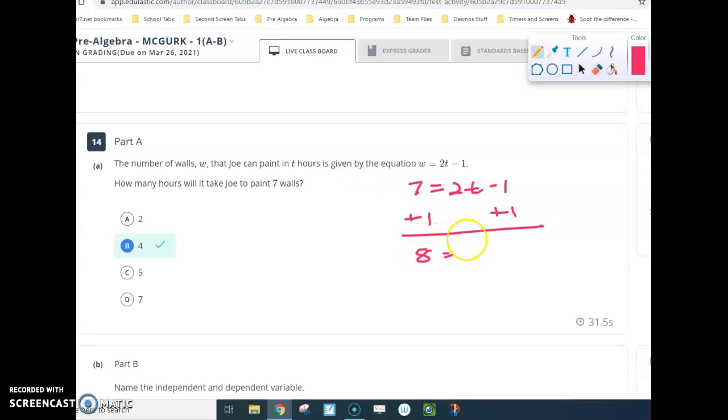So then we solve this equation. You could also use a table. That would be fine as well. And you would find that it takes Joe 4 hours to paint those walls. Okay, and you could do a table if you'd want as well.